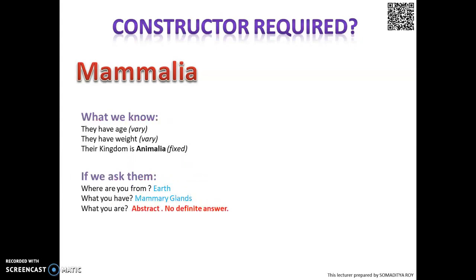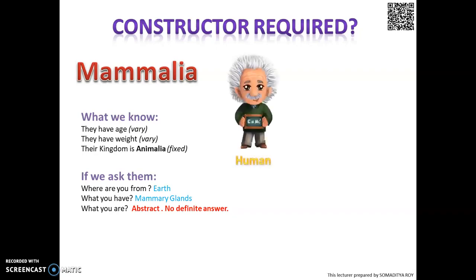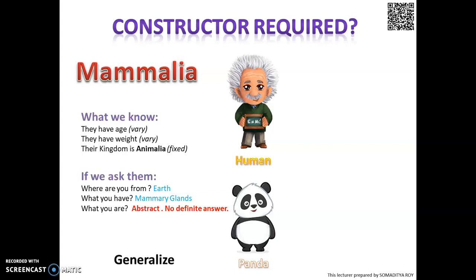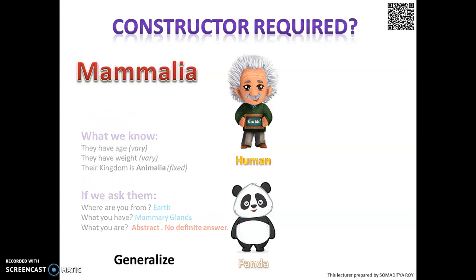But if we ask what you are, we will not get a definite answer. Why? Because it varies from mammal to mammal. Like we humans will say human, a cat can say cat, a dog will say dog, and so on. So just like we have two objects or two concepts, human and panda, both of them are mammalia. So mammalia is a generalized one. So how to implement that generalized concept?